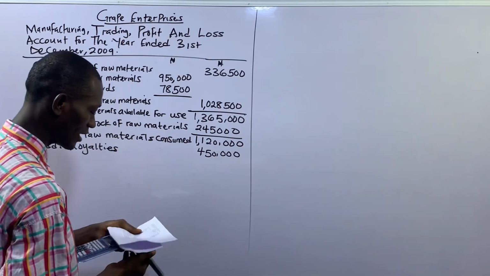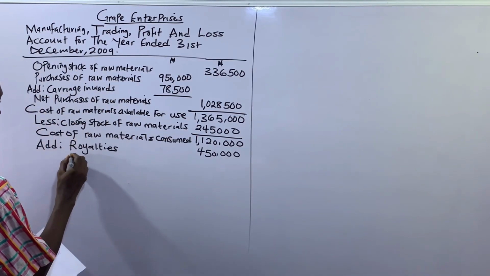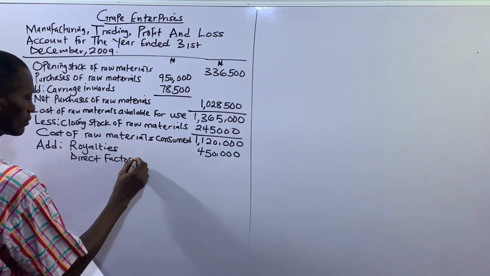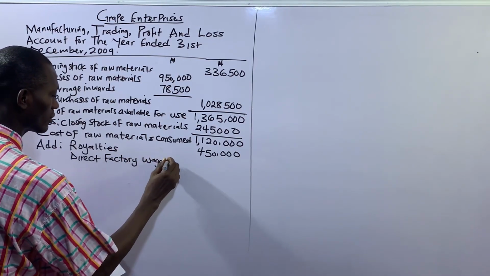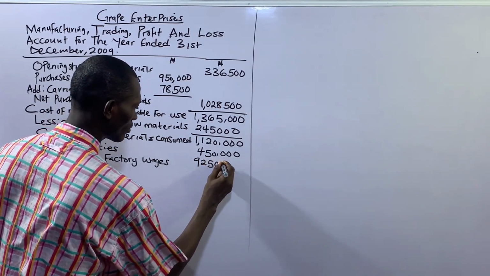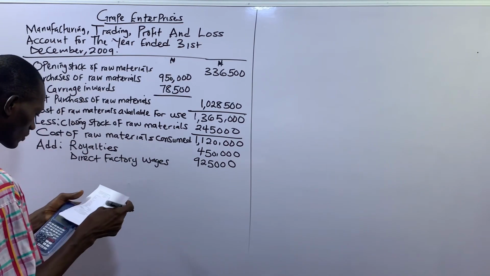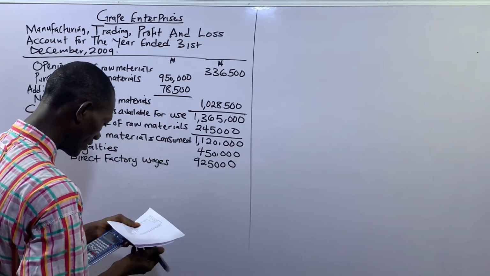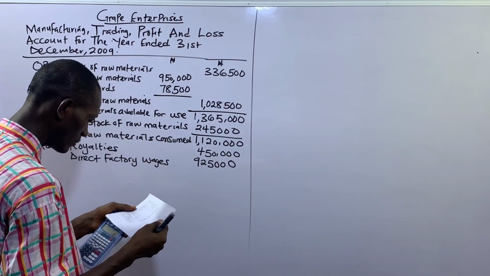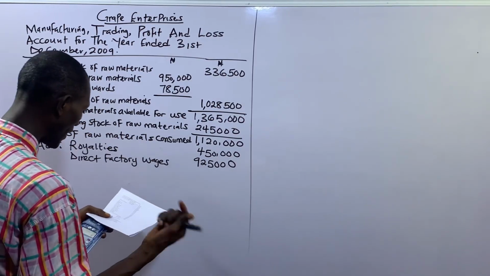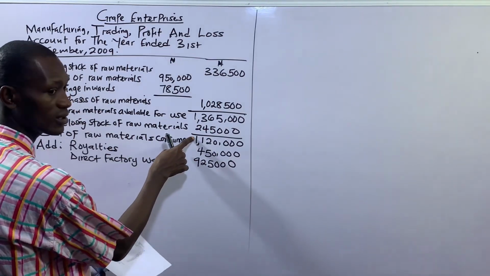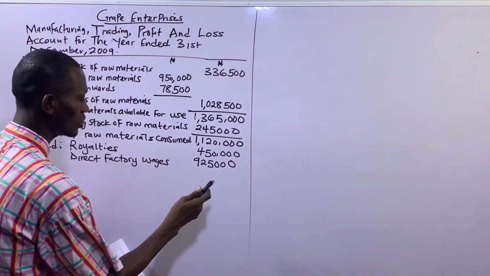Then we have direct factory wages. That is given as 925,000. Then we have indirect wages. That will be charged to factory overheads. Then there are no other direct costs. So these are the two direct costs we have. So we are going to add it to this cost of raw material consumed to get our prime cost.